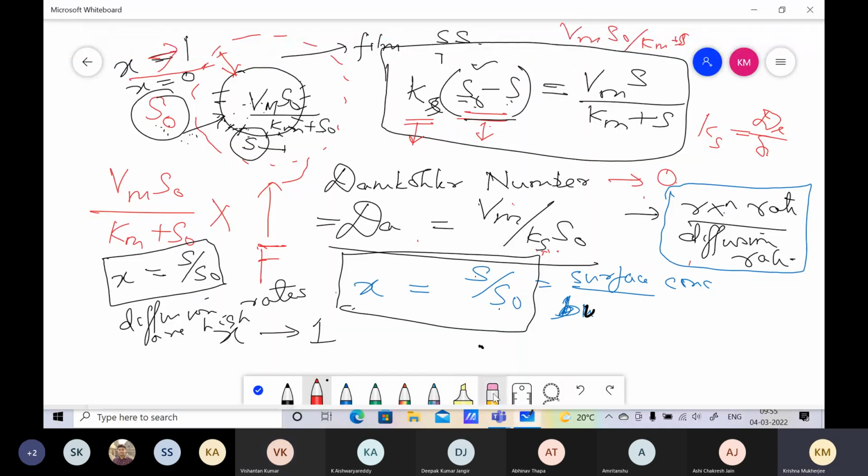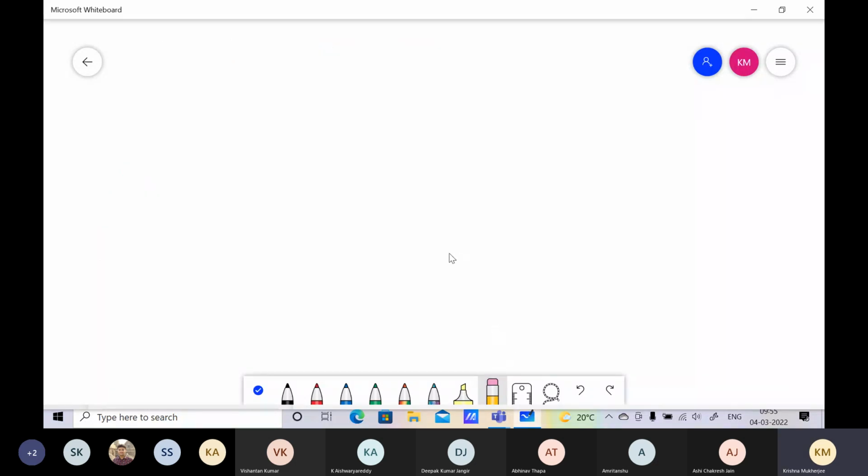So what I'm trying to say is that I am writing this now, X is equal to S by S naught, and we have already written the Damköhler number as, now we will do the algebra a little bit, Vm by Ks S naught, which is the Damköhler number. And we can also define something called kappa.